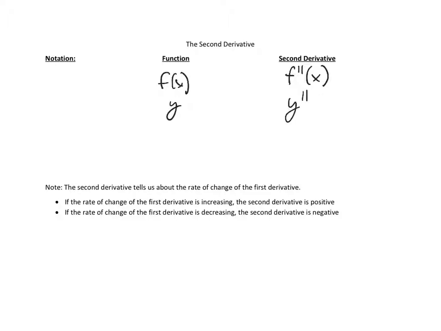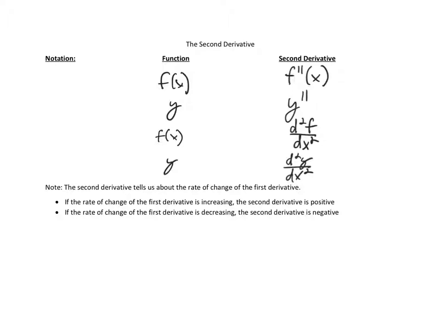If we were going to use the Leibniz notation, then all we're going to do is call this d squared f over dx squared. Or if it was y, d squared y over dx squared. So that's our notation for the second derivative.